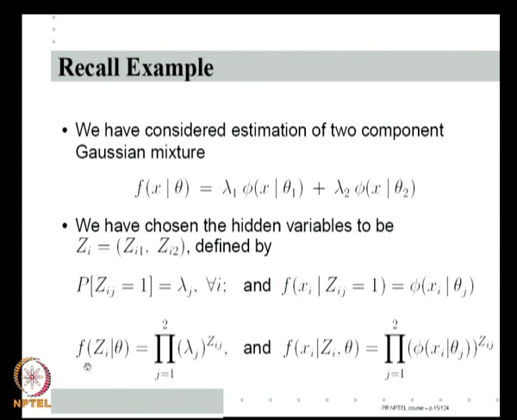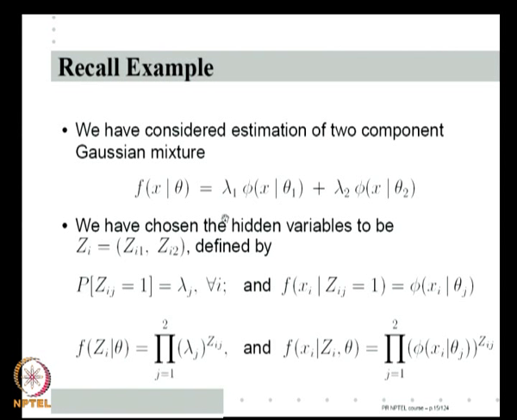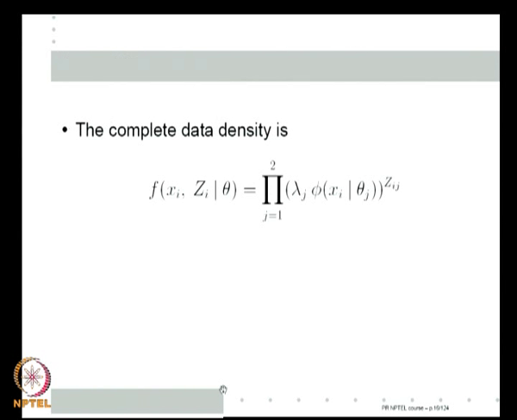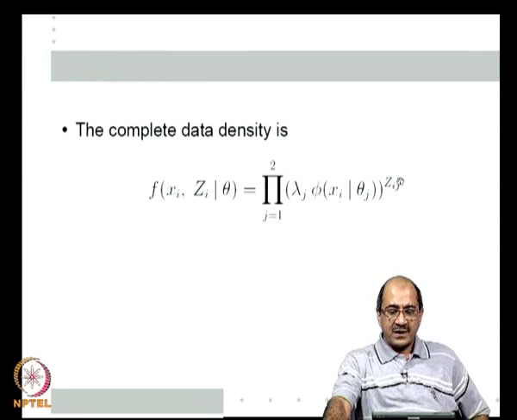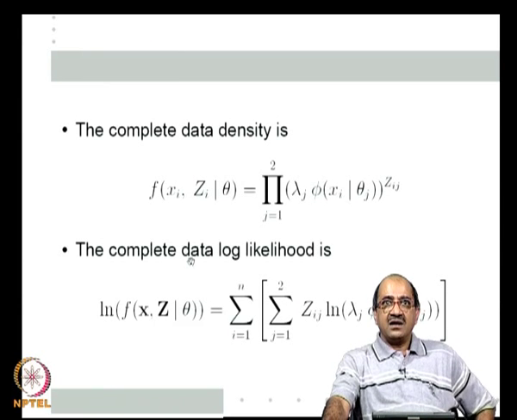So, this is the marginal of Zi, and this is the conditional of xi given Zi. If I want the joint of xi and Zi, I have to multiply them. That will give me the density model for the complete data. So, the complete data density f(xi, Zi) is the product of these two. Here I have lambda j to the power Zij, and here phi(xi given theta j) to the power Zij. I multiply them, and I get the product of lambda j phi(xi given theta j) to the power Zij. This is my complete data density model. Now, what will be the log likelihood?